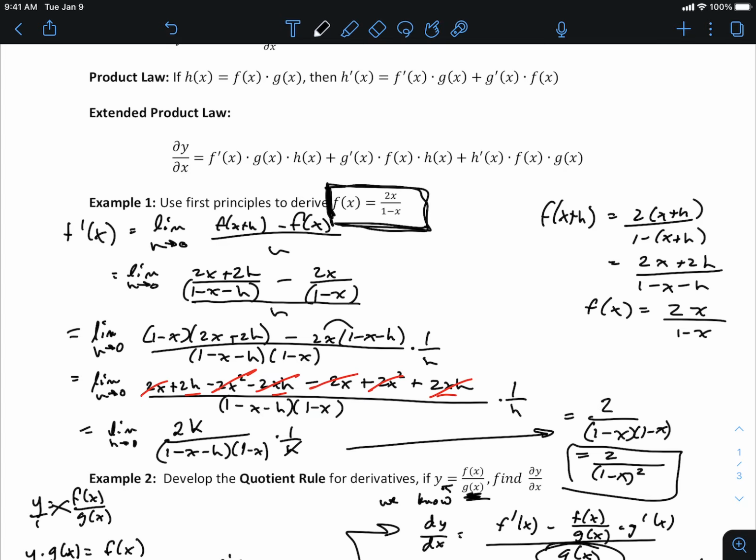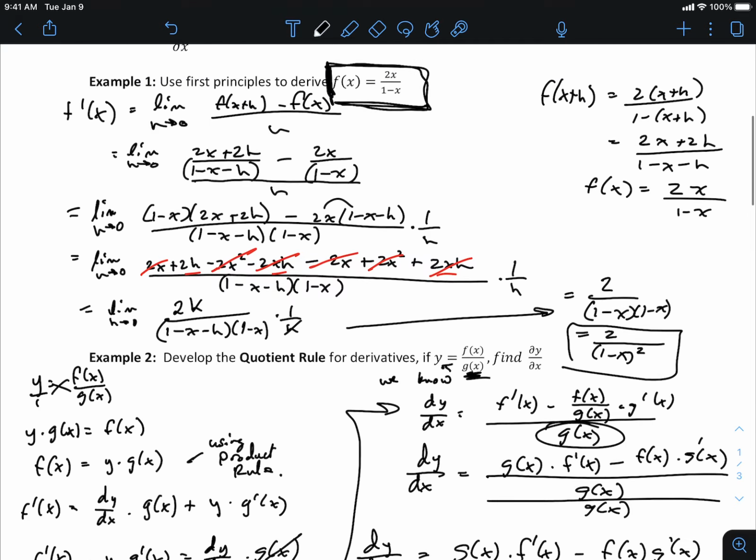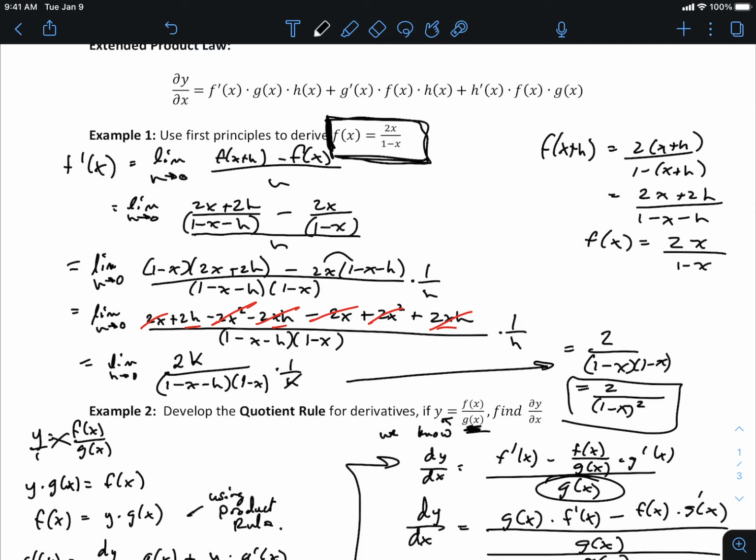What a pain. Okay, first principles is very robust, in terms of its applicability. That's what's great about first principles. You can apply first principles to any function f of x. It doesn't matter if there's a product of two functions or a quotient of two functions or a product of three functions. It doesn't matter. First principles is very robust because it's one method that works on all functions.